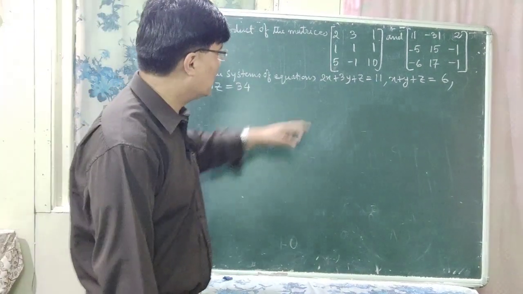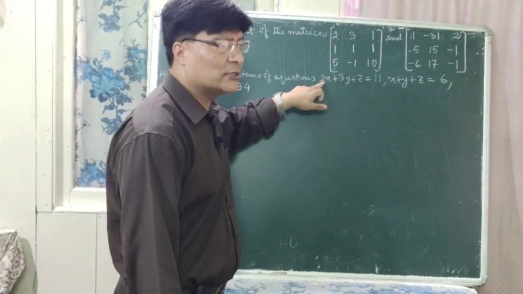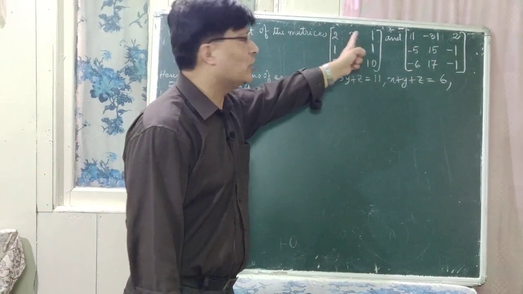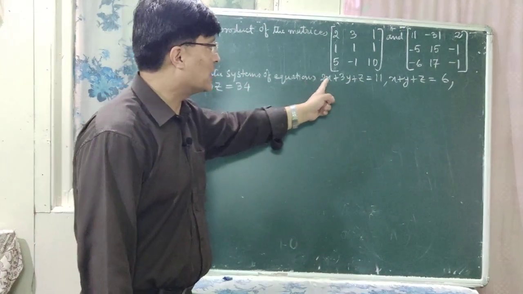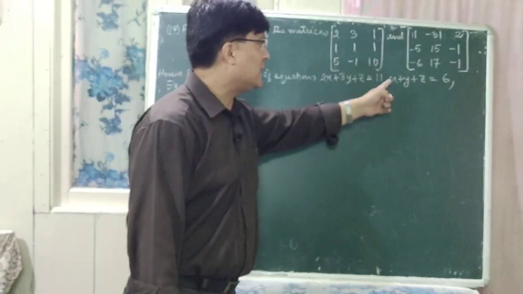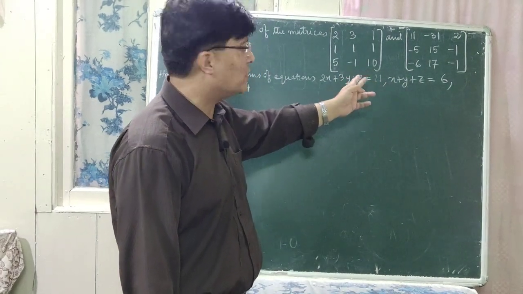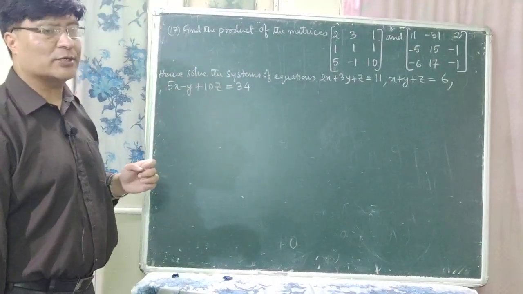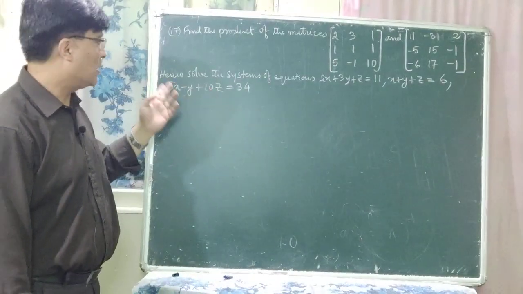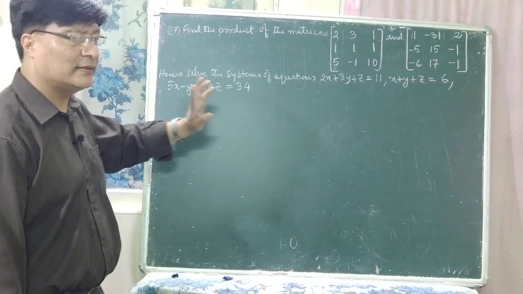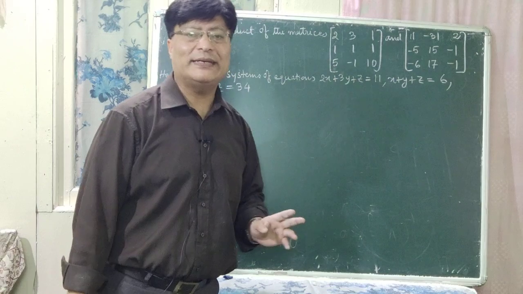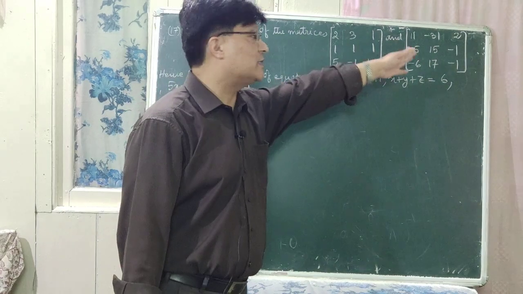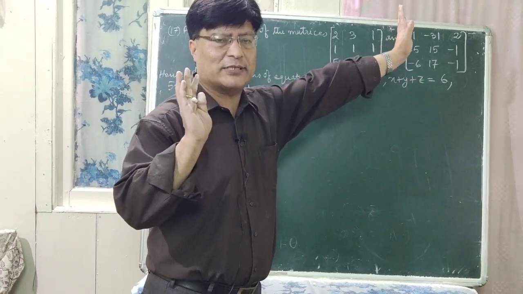So what do we see here is, what are the coefficients of x, y, z here? This is 2, 3, 1. So this is given in the first matrix, that is, the first row is 2, 3, 1. These are the coefficients of x, y, z from the first equation. And in the second equation, what are the coefficients of x, y and z? It is 1, 1, 1. This is in the second row, 1, 1, 1. And in the third equation, what are the coefficients of x, y and z? They are 5, minus 1 and 10. So it is given in the third row, 5, minus 1 and 10. Okay. So this matrix is the coefficient matrix, and this is the other matrix.